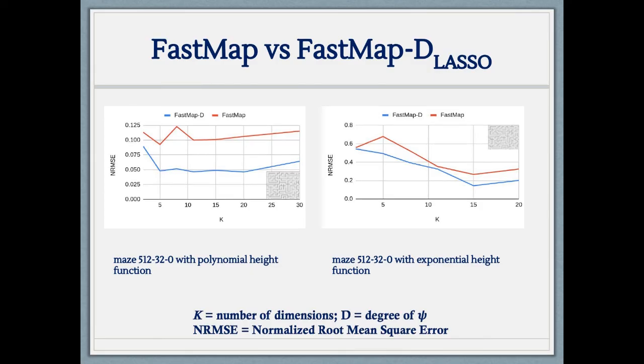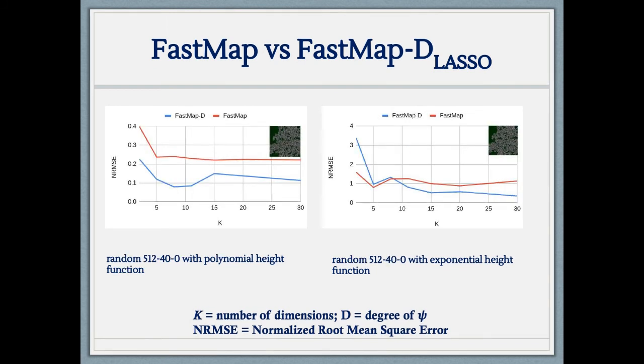For this maze map, the difference between using just the average distance and FastMap-D is not as pronounced, but still appreciable. Finally, in what was the hardest map to capture the distances, this randomized map from the benchmark with an exponential height function required 30 dimensions for FastMap-D to bring the NRMSE down to 0.35.